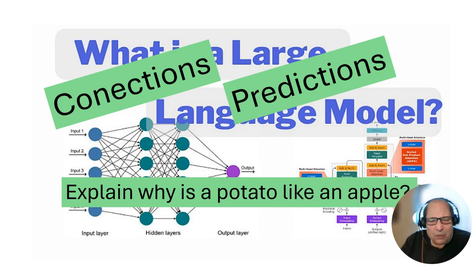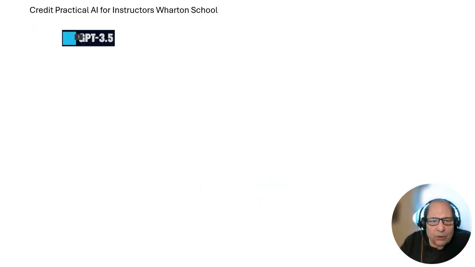And so when you ask a large language model like ChatGPT to explain why a potato is like an apple, it's going to come back and say, well, a potato and an apple are both plant-based. A potato and an apple are both edible. A potato and an apple both have peels or skins. You get the idea here. That's what a large language model can do.